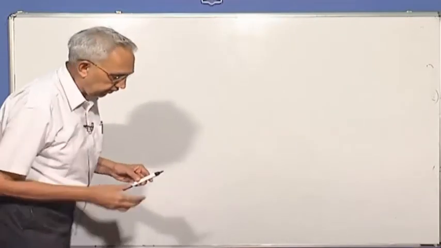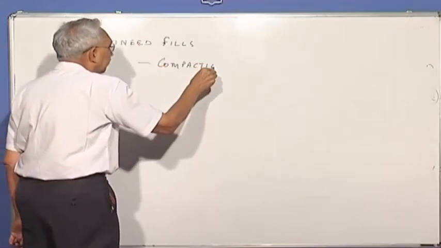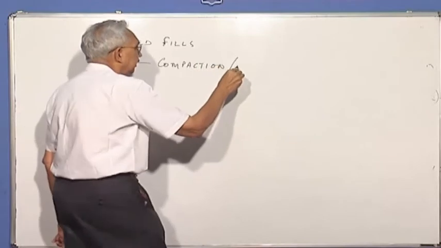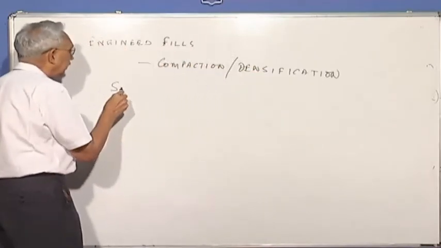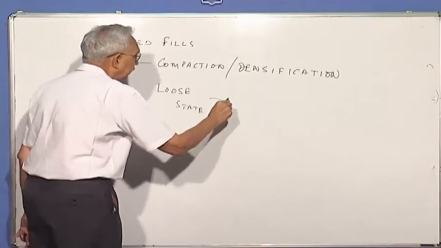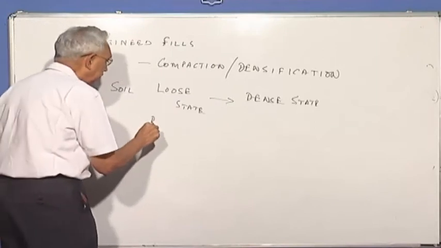So what we said was, which means compaction, or another term we use, densification: how we convert a soil from a loose state to a dense state. How can we do that? We do it by removal of air.